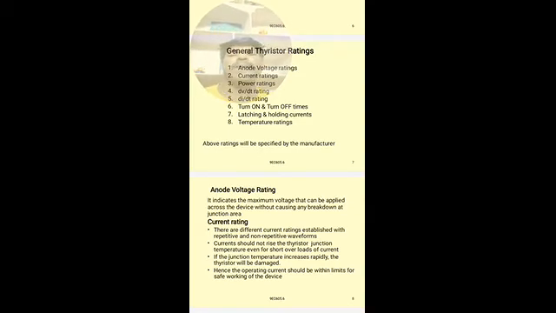Current rating: there are different current ratings established with repetitive and non-repetitive waveforms. Current should not raise the thyristor junction temperature even for short overloads of current. If the junction temperature increases rapidly, the thyristor will be damaged. Hence the operating current should be within the limits for safe working of the device. So current ratings are very important.